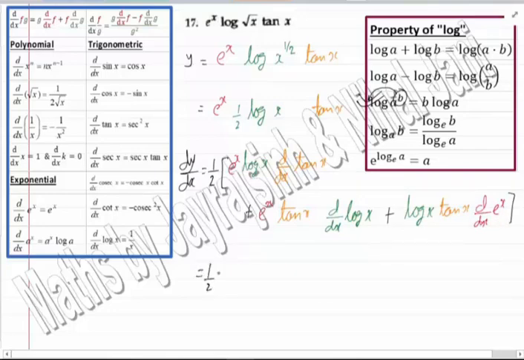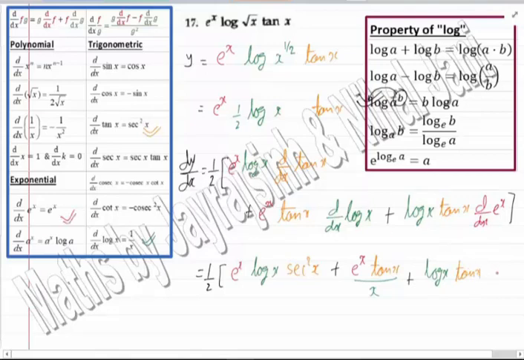So the final answer will be like e raised to x log x, and differentiation of tan x is sec square x, plus e raised to x tan x, and differentiation of log x is 1 by x, plus in the third term we have log x tan x, and differentiation of e raised to x is e raised to x itself. So tada, this is your final answer.